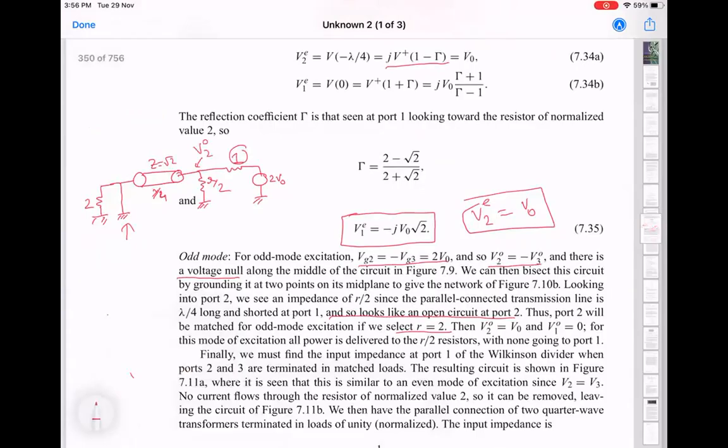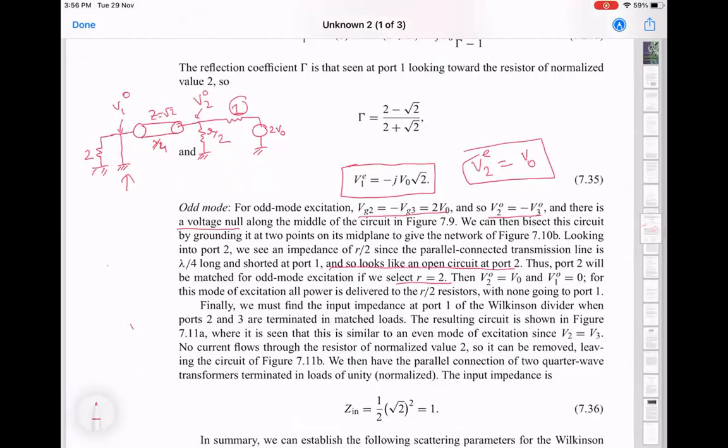V2 odd, and this here is V1 odd. It says the voltage at port 2 for odd mode excitation, and the voltage at port 1. V1 odd is of course 0 because it's shorted to ground at this point, and V2 odd, because of its matching, is equal to 2 V0 divided by 2, which is V0. Okay, so that's why we have this here.